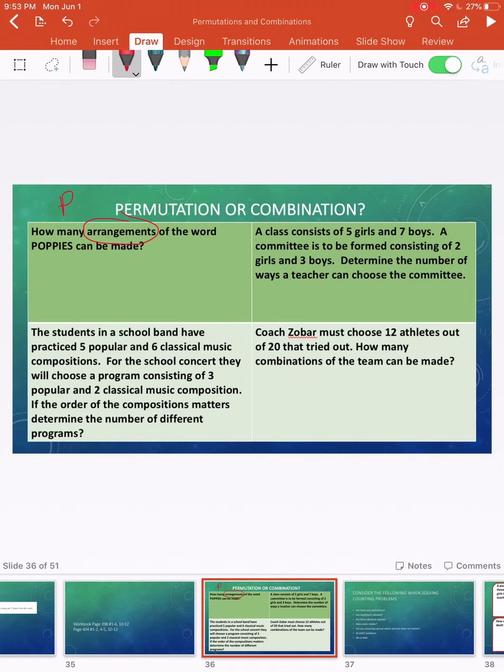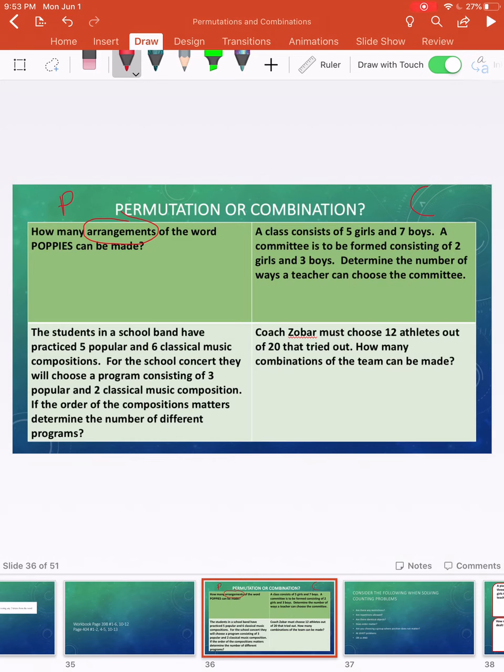A class consists of 5 girls and 7 boys. A committee is to be formed consisting of 2 girls and 3 boys. Determine the number of ways a teacher can choose the committee. So this question would be a combination, because when you're choosing a committee, the order doesn't matter unless there are specific roles in that committee.